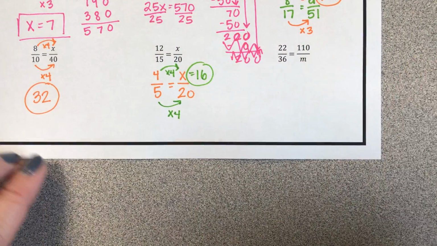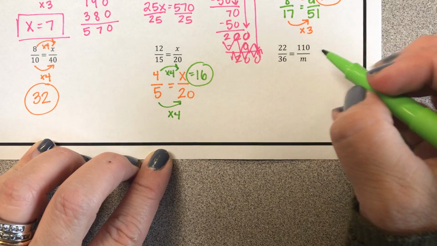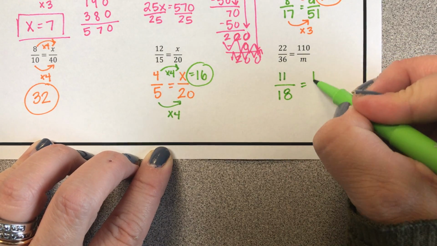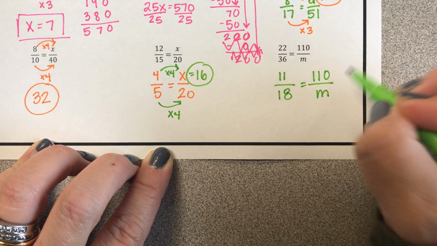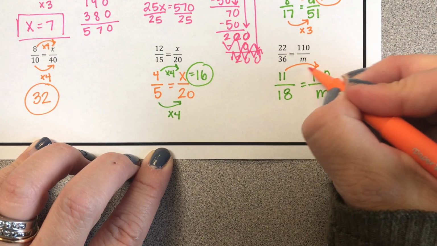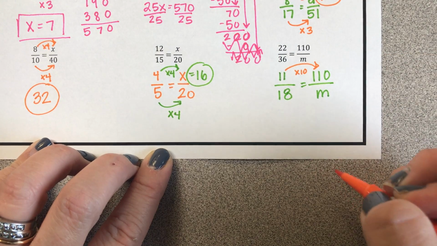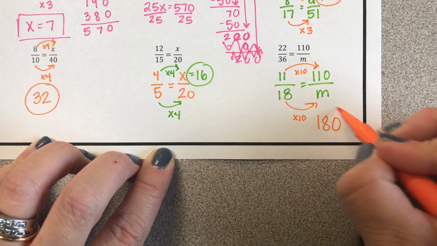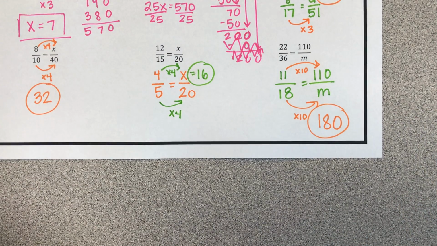Okay, and then right here, I can put this in simplest form into 11 over 18 equals 110 over m. So 11 times 10 is 110. 18 times 10 is 180. And that's my final answer.